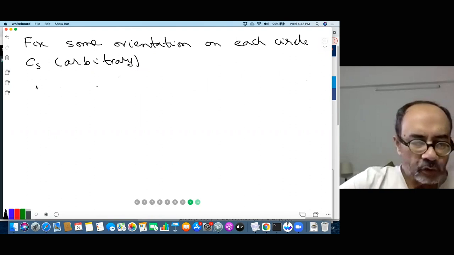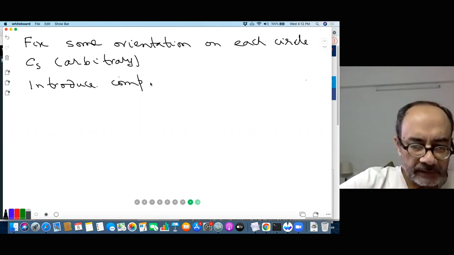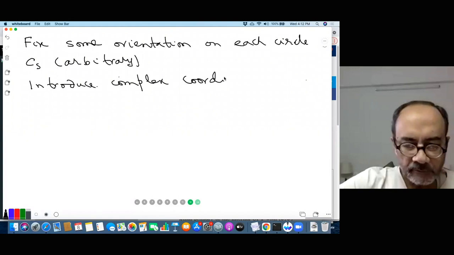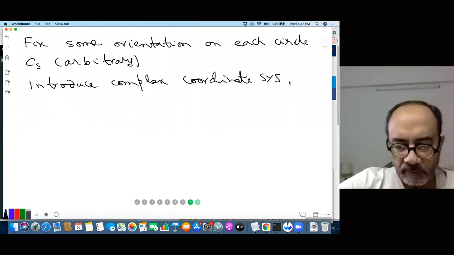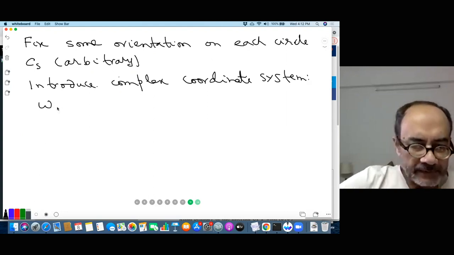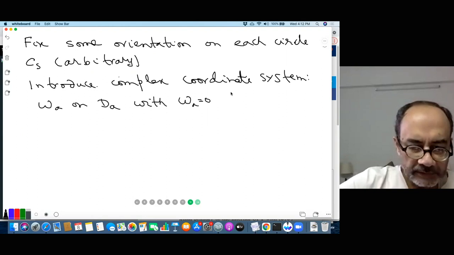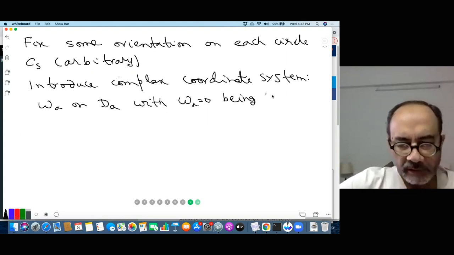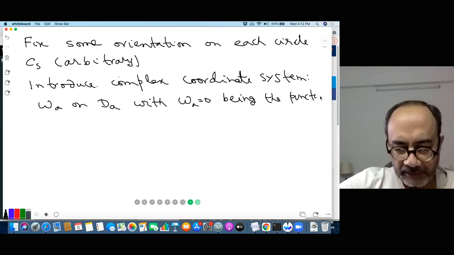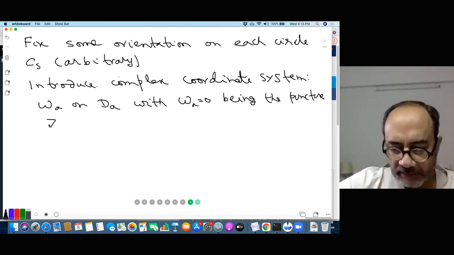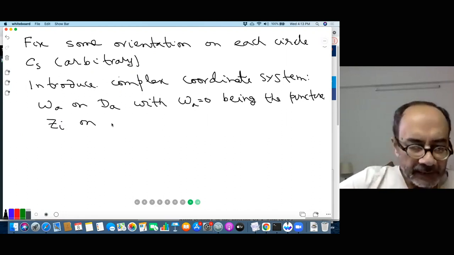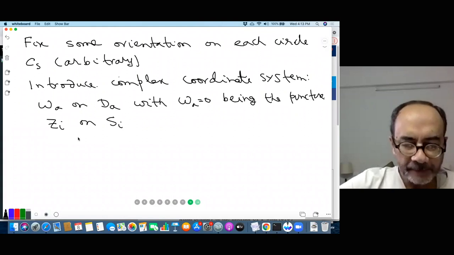So introduce a complex coordinate system w_a on the disk, with w_a equal to zero being the puncture. That's the way we'll choose our coordinate system. Otherwise, we leave it arbitrary. And z_i on S_i: on each sphere, you can choose a complex coordinate z_i, some arbitrary coordinates.